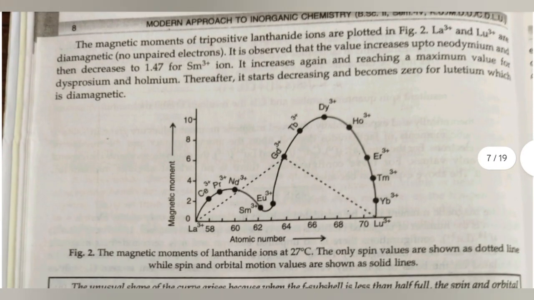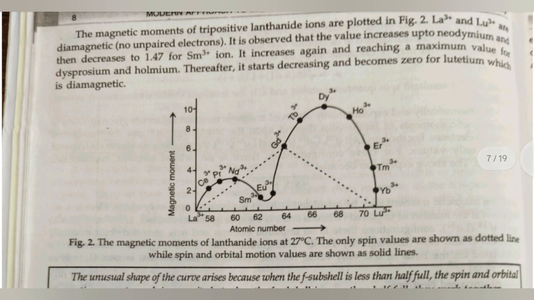The magnetic moments of tripositive lanthanide ions are plotted in figure 2. Lanthanum and lutetium are diamagnetic, with no unpaired electrons. It is observed that the value increases up to neodymium and then decreases to 1.47 for Sm3+. It increases again, reaching a maximum value for dysprosium and holmium. Thereafter, it starts decreasing and becomes 0 for lutetium, which is diamagnetic.